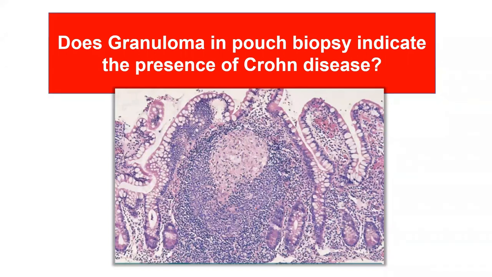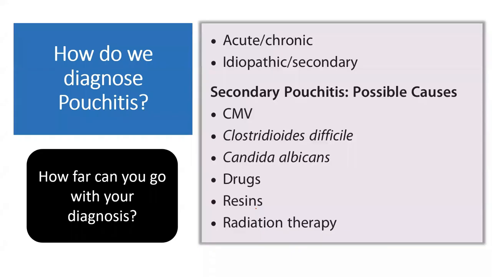And granuloma, okay, we know the link of the granuloma to the Crohn's disease, but in pouchitis, specifically, you can get granuloma, and this is not a Crohn's disease, right? So it is not going to be a diagnostic for Crohn's. So you cannot rely now on the granuloma alone into this.